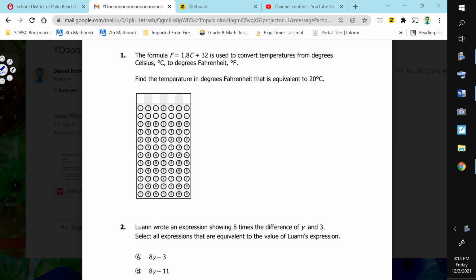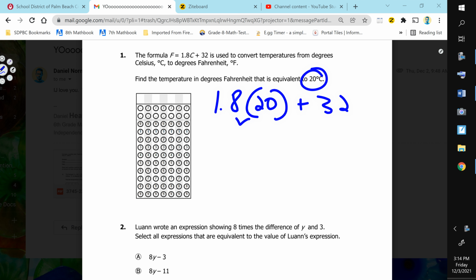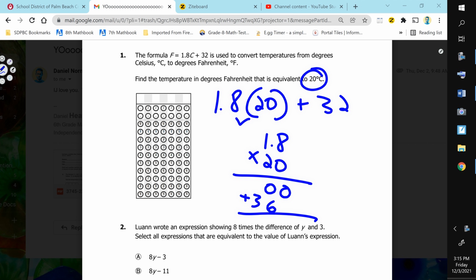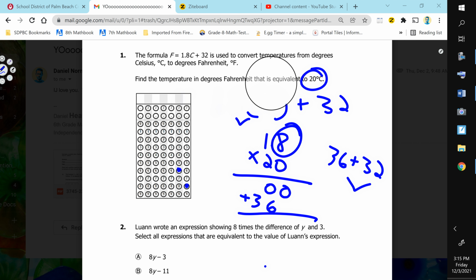Okay, number 1, you're going to substitute 20 in place of C. So for this equation, instead of C, you're going to use that number, and then you're going to add 32. Since these are side by side, you're going to multiply. 1.8 times 20 gives you 360, one number after the decimal, so the decimal goes right there, which is the same thing as 36. So it's 36 plus 32, which adds up to 68. Either one is fine. That is the answer.